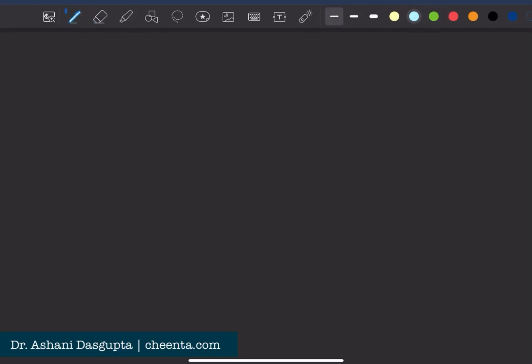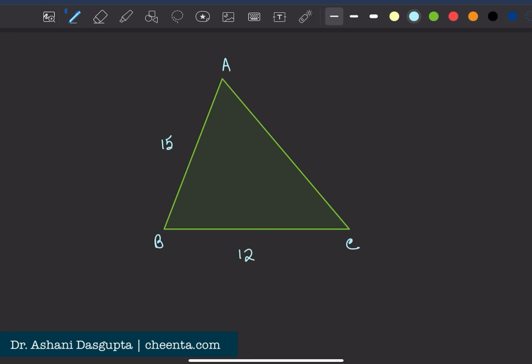Okay, here is a fun geometry problem that one of our students, I think Major, was asking about in one of our WhatsApp groups. The problem says that we have a triangle ABC. AB is given to be 15, BC is given to be 12, and AC is given to be 13.